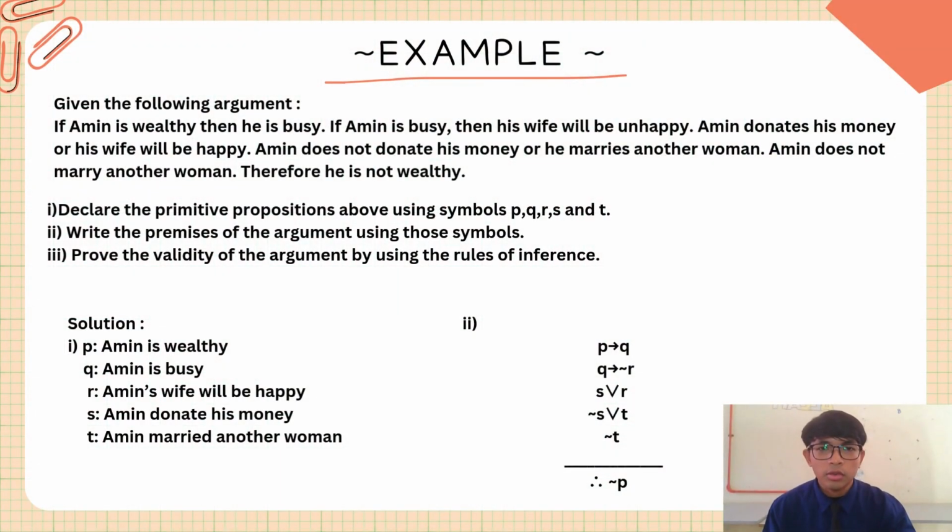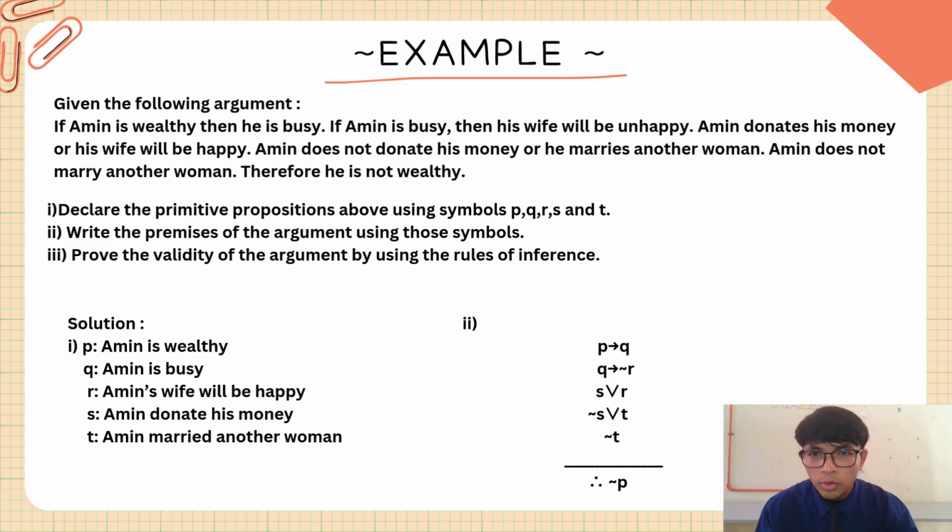Now let's move on to example. If Amin is wealthy, then he is busy. If Amin is busy, then his wife will be unhappy. Amin donate his money, or his wife will be happy. Amin does not donate his money, or he marries another woman. Amin does not marry another woman. Therefore, he is not wealthy.